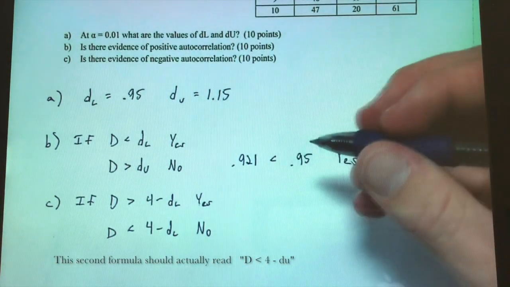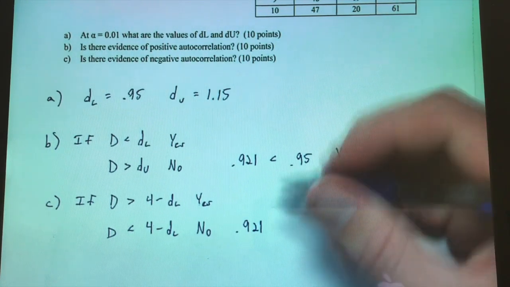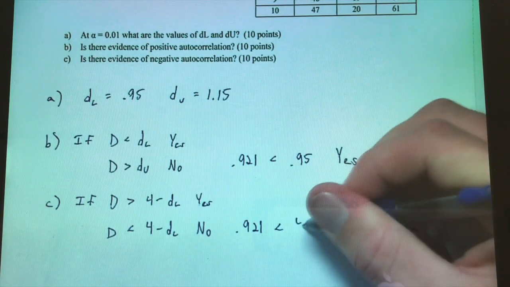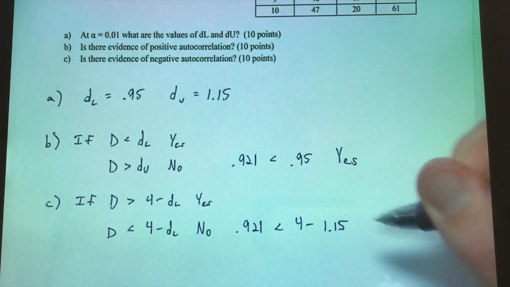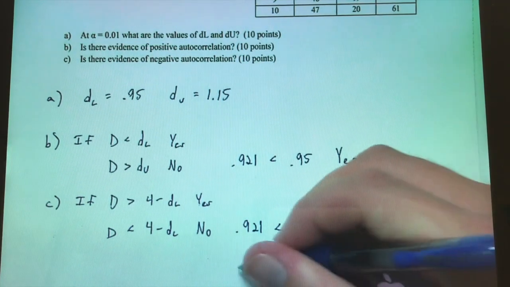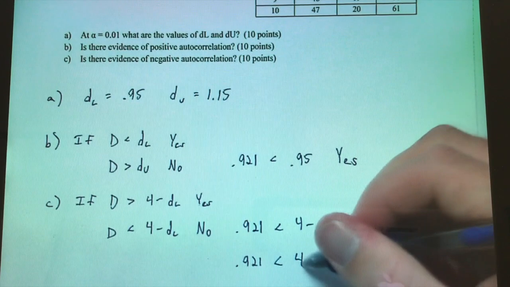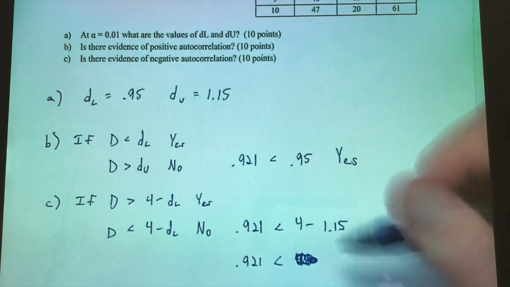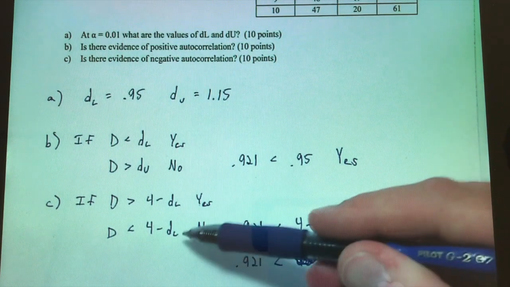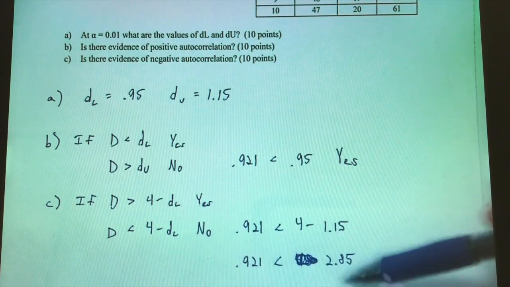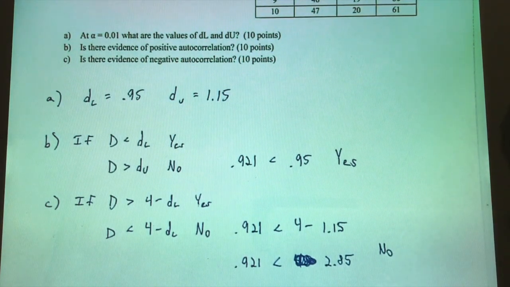So again, we're going to use our D value that we were given, 0.921, is less than 4 minus your DL value, which is 1.15. And so after subtracting that, you see that 0.921 is less than 2.85. And so because, like up here, it says if your D value is less than 4 minus your DL value, which in this case it is, then no, there is no evidence of negative autocorrelation.